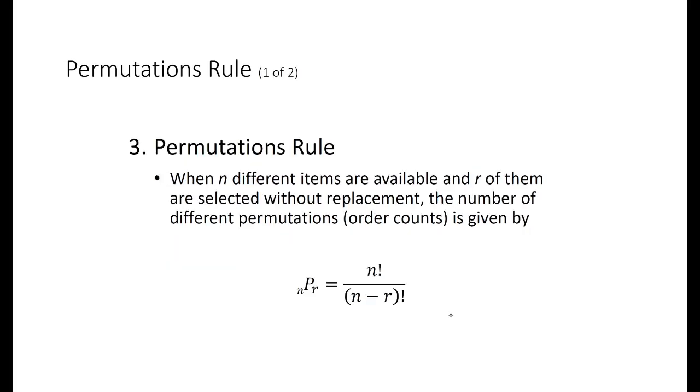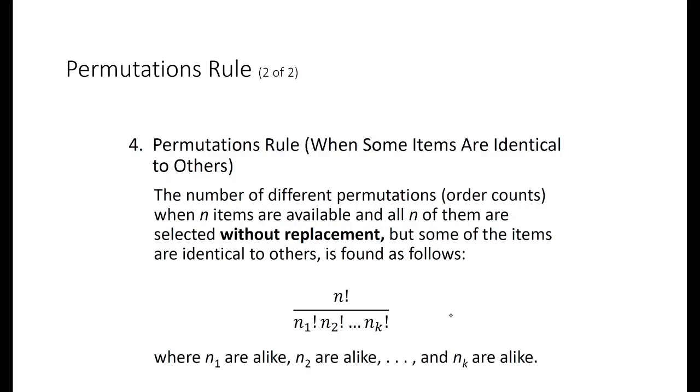So there is a rule or formula for finding the permutation. When n different items are available and r of them are selected without replacement, the number of different permutations, keep in mind order counts, is given by this formula, nPr. That's the permutation formula, which is n factorial over n minus r factorial. There is another permutation rule.